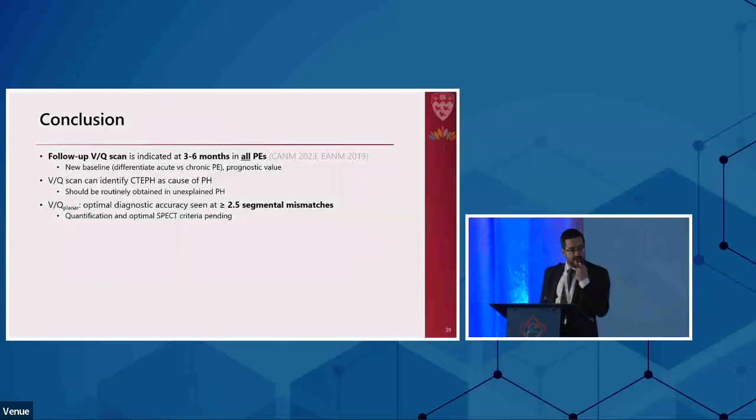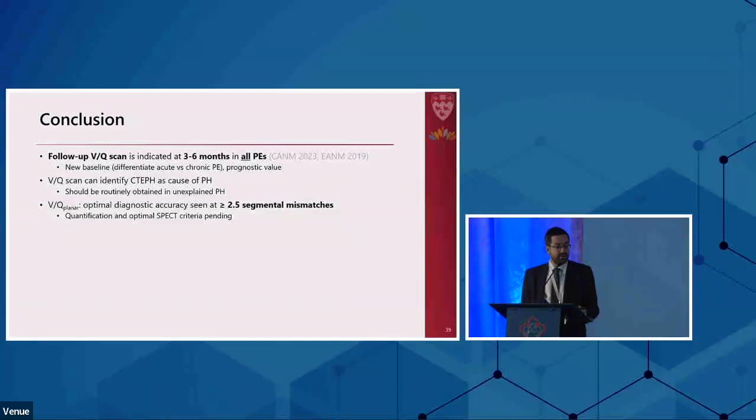So in conclusion, a follow-up VQ scan is indicated at 3 to 6 months in all PEs according to the CANM and ENM guidelines. It establishes a new baseline, which will allow us to differentiate between acute or chronic PE should the patient ever need to have a VQ scan in the future. It could have some prognostic value as well. VQ scan is very important in the workup of patients with CTEPH to identify it as a cause of the pulmonary hypertension, and should be routinely obtained in patients with unexplained pulmonary hypertension.